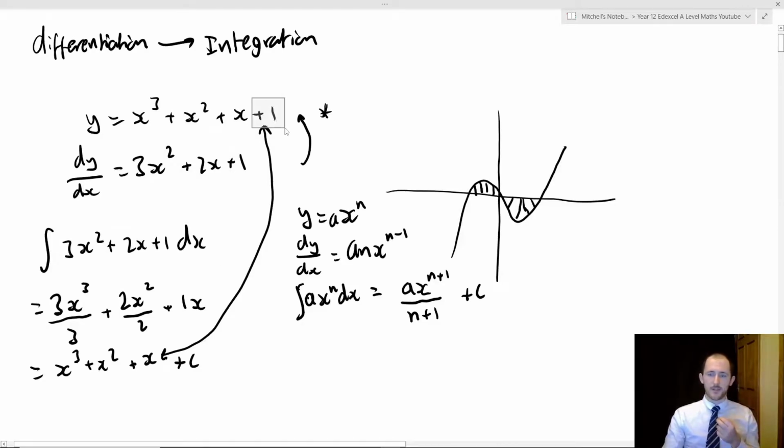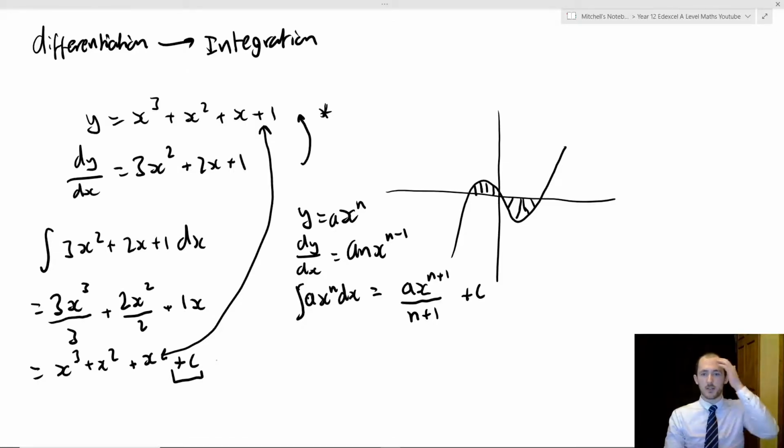When I differentiate this, the 1 just disappears. It vanishes. So when I integrate, I have to introduce this constant plus c. And in every single integration question, you have to have the plus c. There is an exception to this, where you sub in values to find out what it is.